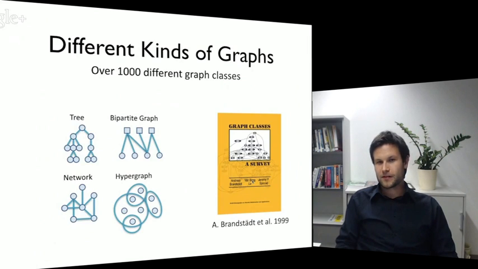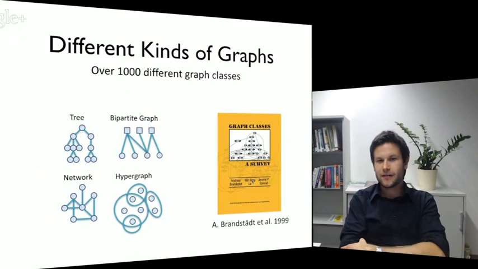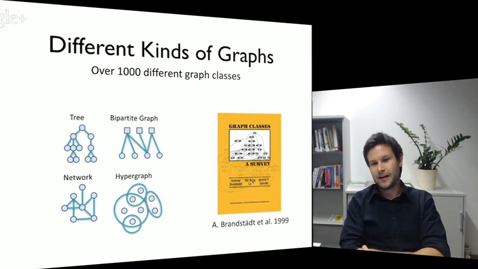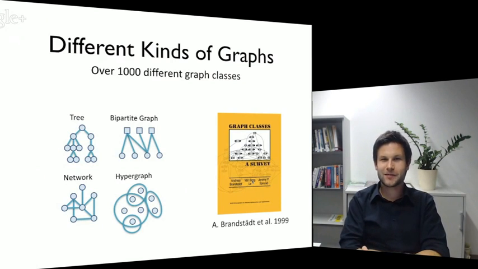All right. So I could go on and on. There are 1,000 different graph classes. But I guess the most important ones for you are trees, bipartite graphs, networks, and hypergraphs. And we will look at different visualization techniques for these main classes that we have.